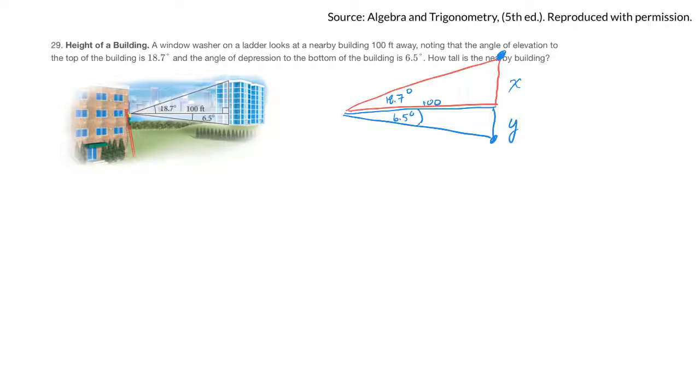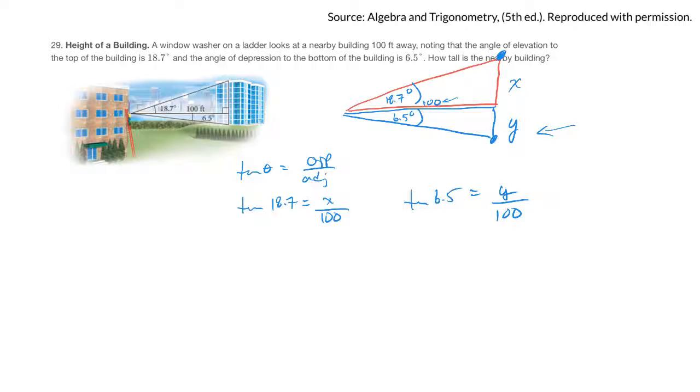And I know that this is my angle, and in both cases the 100 is the adjacent side. So I'm looking for opposite over adjacent. That'd be tan again. So tan of an angle is opposite over adjacent. So the tan of 18.7 equals the opposite side over the adjacent. Doing that same thing for the bottom triangle, you get tan of 6.5 is equal to y over 100.